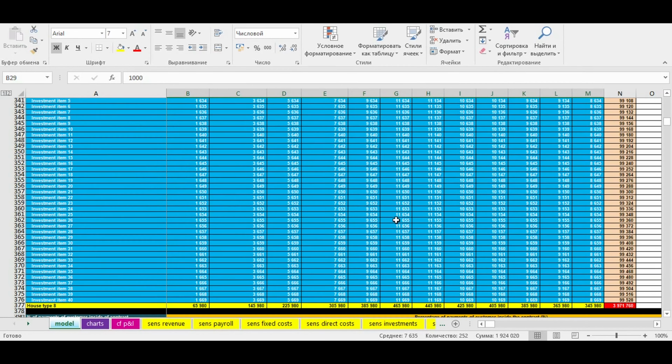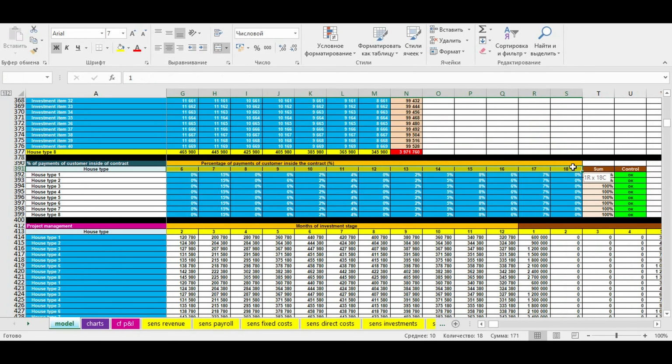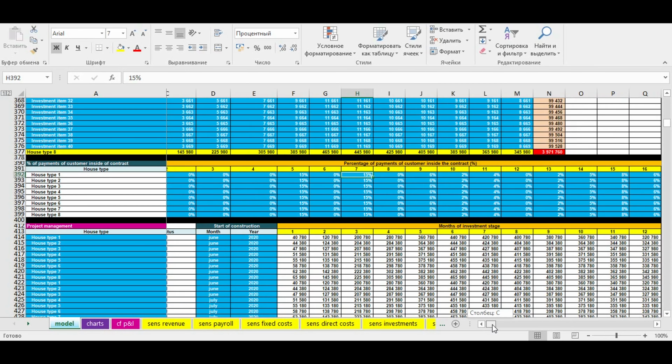Then we have to create an algorithm describing how our customers will pay us. And here it is. From top to bottom, we have our types of houses. From left to right, we have 18 months since the start of the construction period of each type of house. Here we specify the percentage of payments from the customer during the 18 months period since construction starts.